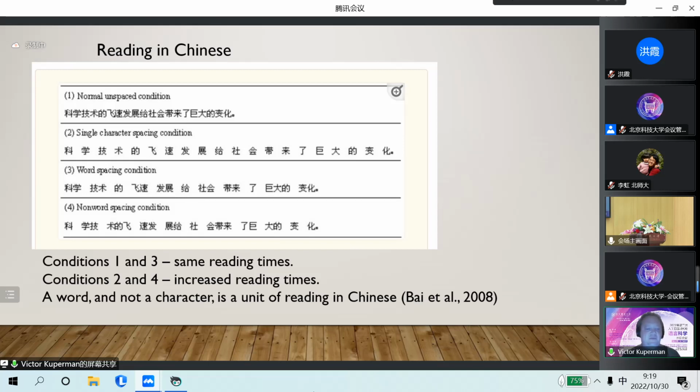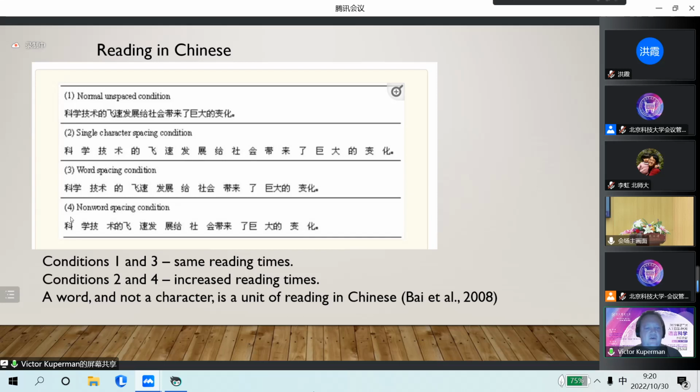And finally, there was a spacing condition that would go against the expected word boundaries and would separate characters in an illogical way. So the point of the study was to see whether a character or a word is a unit of reading in Chinese. So conditions 1 and 3, the normal unspaced condition, and the condition where words were separated by a space in a logical, expected way, produced the same reading times.